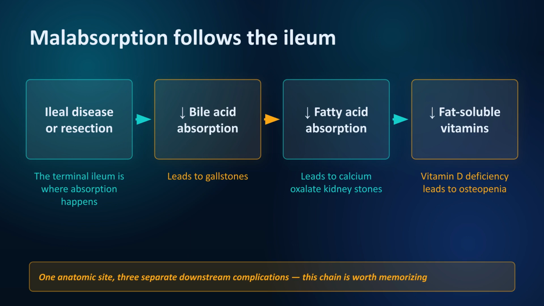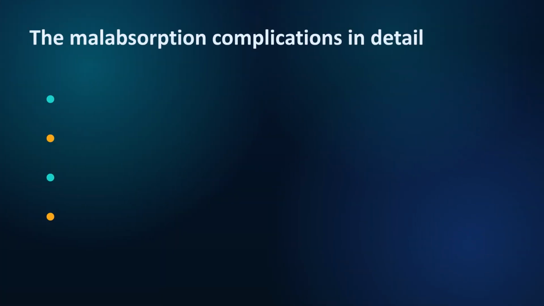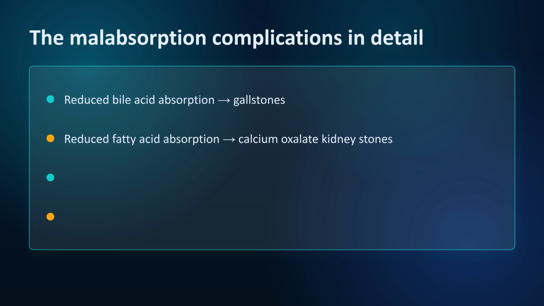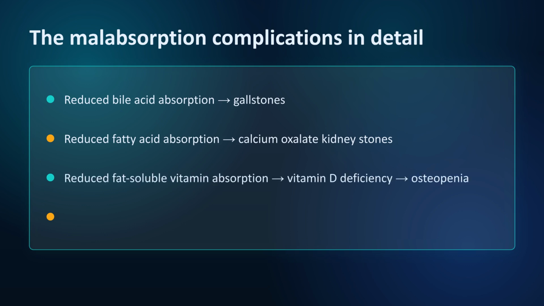Notice the kidney stone step. Unabsorbed fat binds calcium, which frees oxalate for absorption. Let us put those in order explicitly. Reduced bile acid absorption leads to gallstones. Reduced fatty acid absorption leads to calcium oxalate kidney stones. Reduced fat-soluble vitamin absorption leads to vitamin D deficiency, and from there to osteopenia.